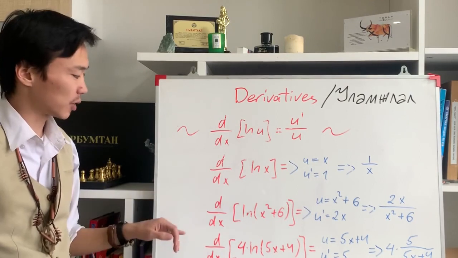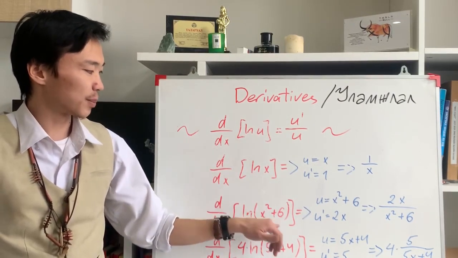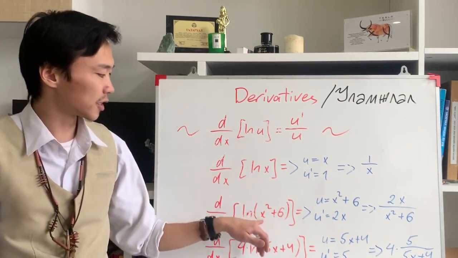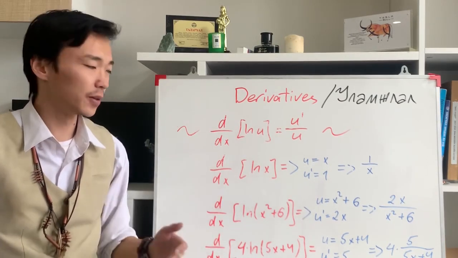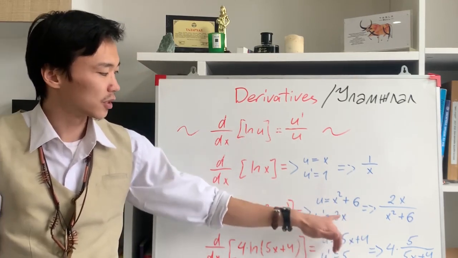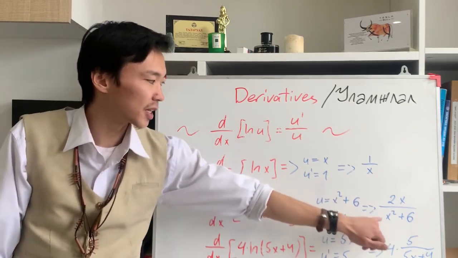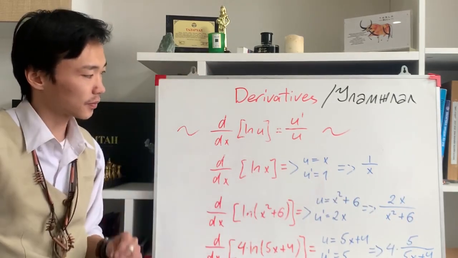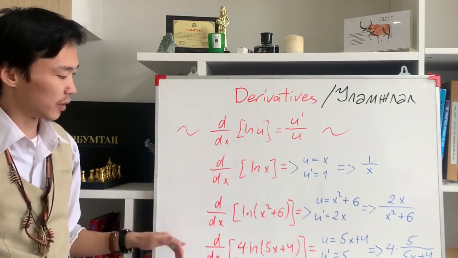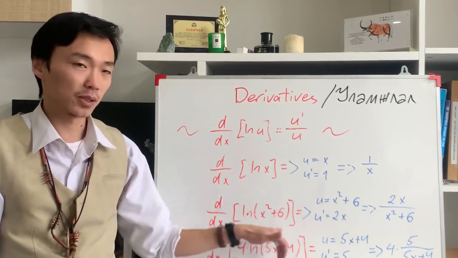For the next example, let's try to find derivative of ln x squared plus 6. So in this case, our u is x squared plus 6, and the derivative of x squared plus 6 is 2x. So the answer is going to be 2x over x squared plus 6. So for the sake of practice, let's try to find the derivative of 4 times natural log of 5x plus 4.